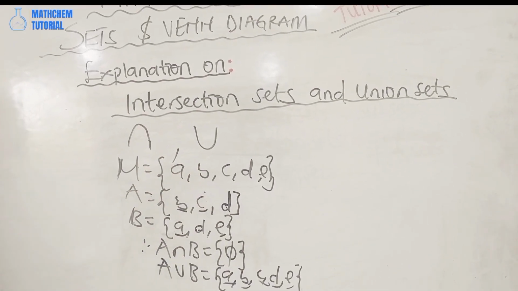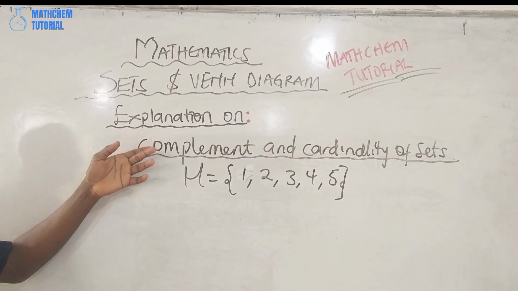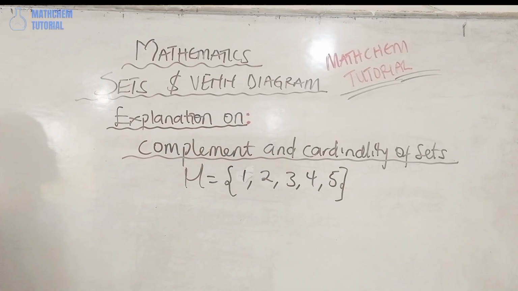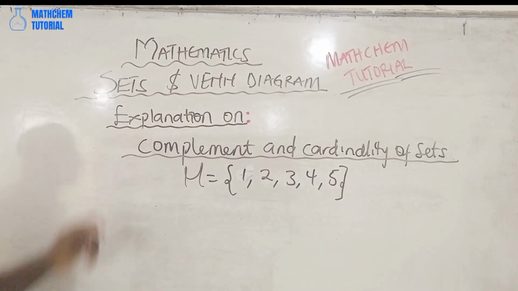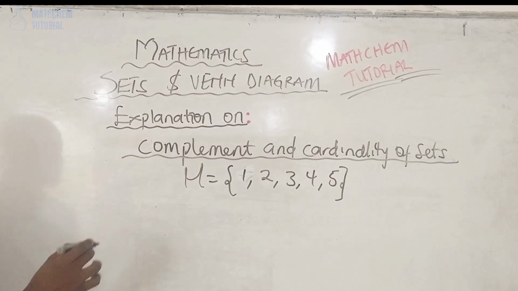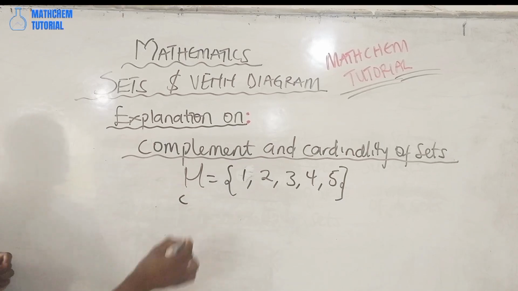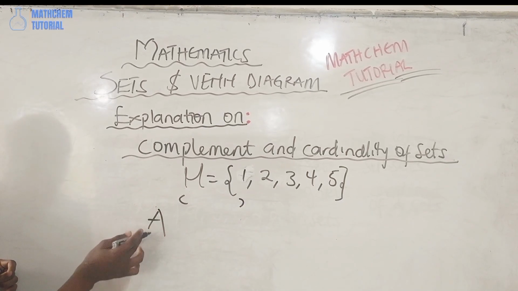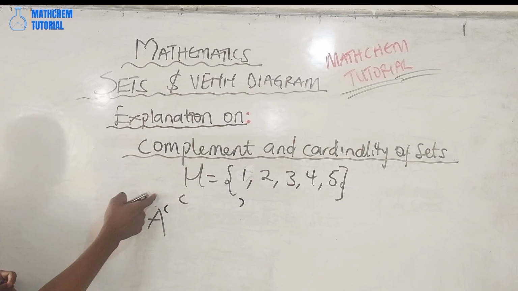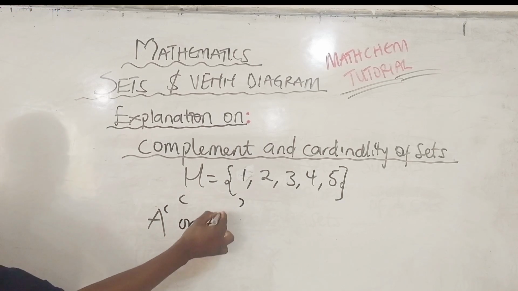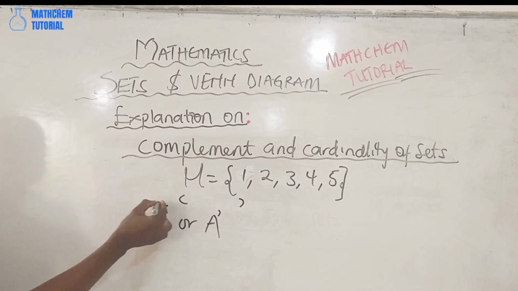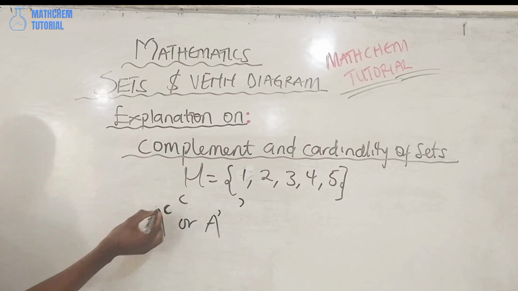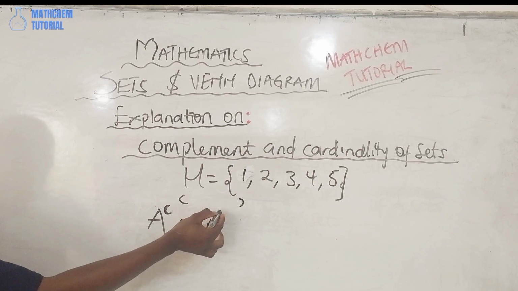Now let's move to the next one. Let's look into complement and cardinality of sets. Starting with complement first. Complement is denoted by this symbol, something like this or something like this. So I can write A complement, which is A with a small c, or it can be A prime, like this.